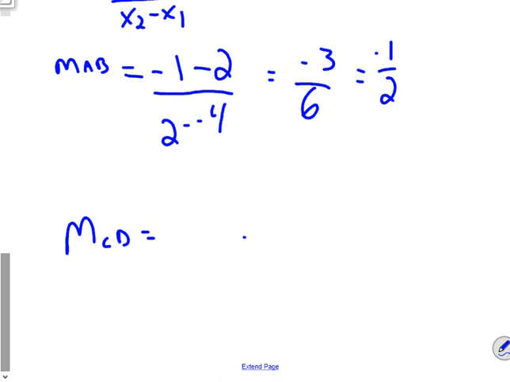I'm going to pick point C to be x1, y1, D to be x2, y2. So it's going to be 3 minus -1 all over 7. Oh wait, yeah, I put it backwards. 3 minus 7 all over 7 take away -1. There we go. That's much better.